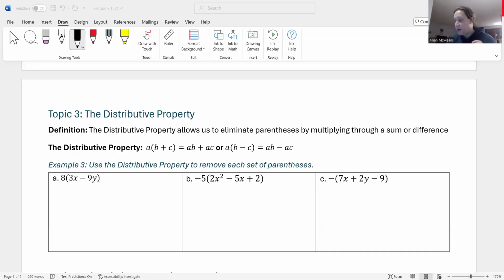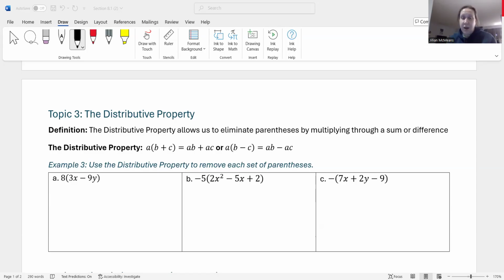Okay, for topic three, we're going to talk about the distributive property. And I will say that in math, we have a bad habit of introducing the distributive property early before we ever get to algebra. Like when we talk about the commutative and associative properties or the different multiplication and division properties of one and zero, we'll throw the distributive property in then. And it doesn't really have any power at that point.